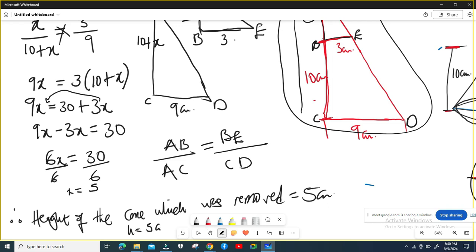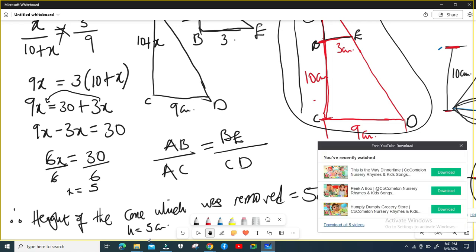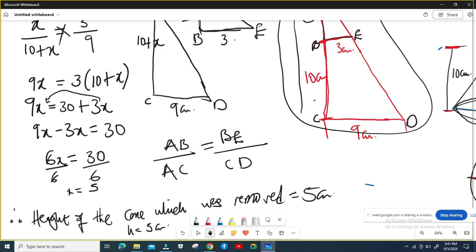So now that we know the height of the cone that they removed to remain with a frustum, how are we going to calculate the volume of the frustum? To calculate the volume of a frustum, we first need to appreciate the formula for the volume of a cone. Very important, because here we have two cones. Let me do this.